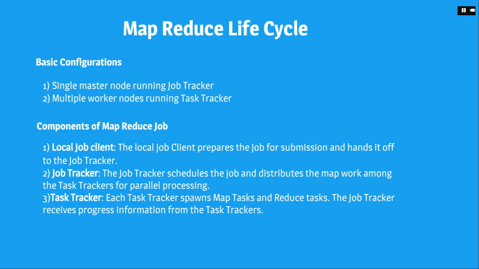Firstly, the local job client prepares the job for submission and hands it off to the job tracker. Next, the job tracker schedules the job and distributes the map and reduce work among the task trackers for parallel processing. Next, the task tracker spawns map and reduce tasks. The job tracker receives progress information from the task trackers. Thus, job and task trackers are the vital components of a Hadoop cluster as they play an important role in the life cycle of a MapReduce job.